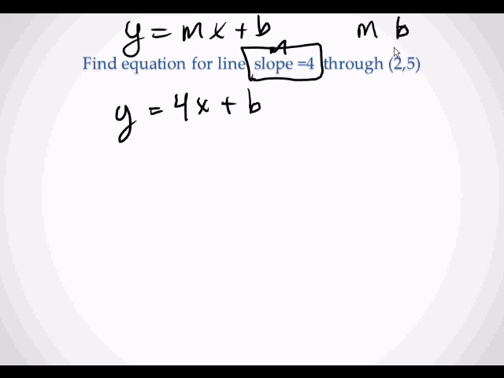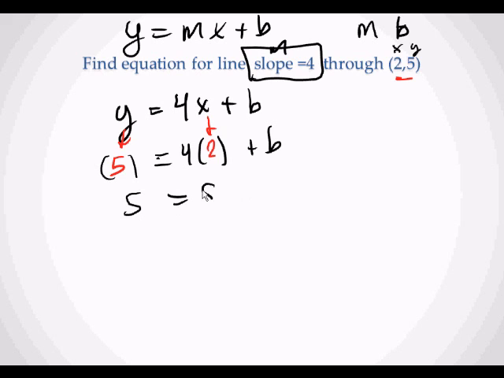Y equals 4x plus b. The only thing we need to do is find b now. What's good about this is we have a point, which is an x and a y. If I plug in my point here, we'll be able to solve for b. My point is x is 2, so we put a 2 in the x spot. And y is 5, so I put a 5 in the y spot.